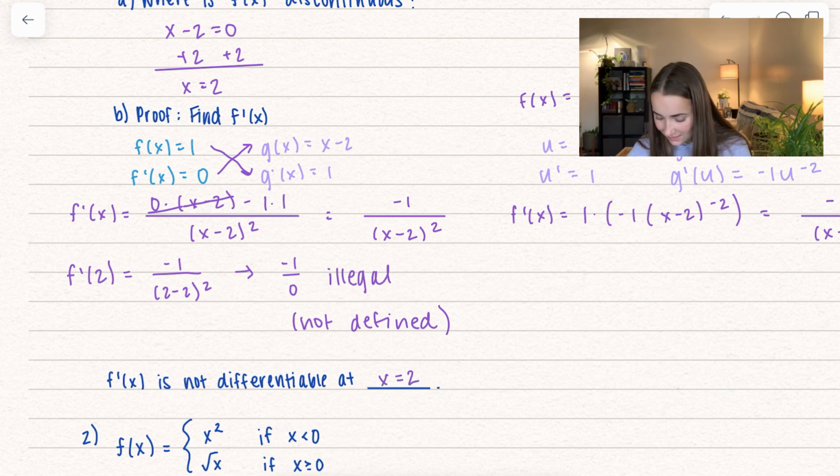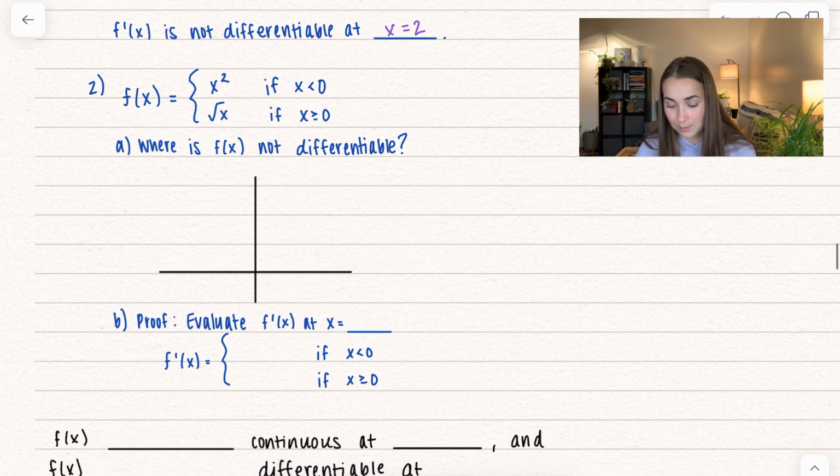Okay, let's go ahead and see another example here. We have a piecewise function, and we're going to go ahead and draw it in. So we have x squared when x is less than 0. So I have a hole at x equals 0. When I plug in negative 1, I get positive 1. And we have a function that goes up like that.